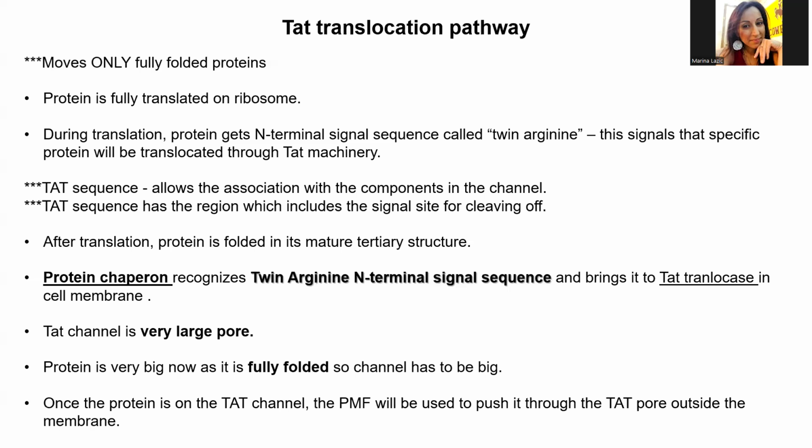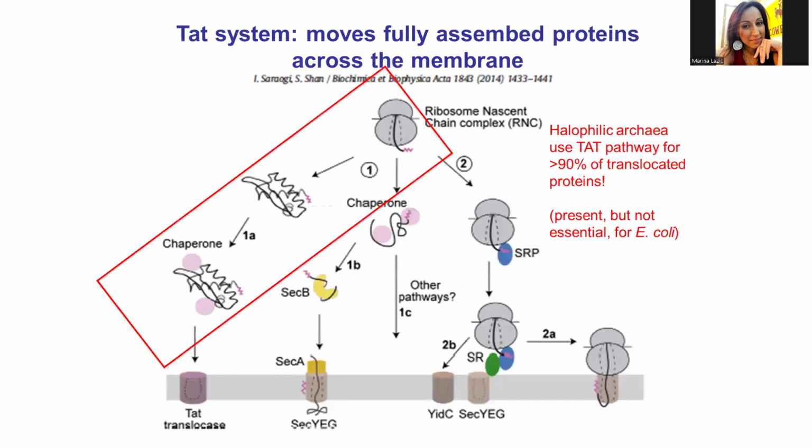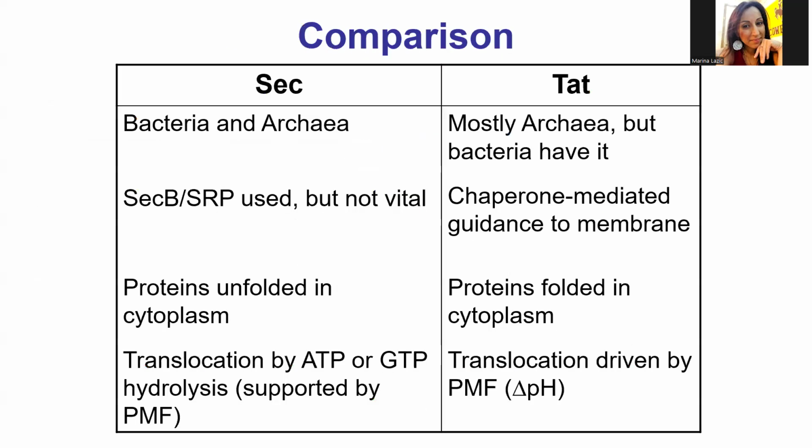One of the examples that I just have briefly is halophilic archaea. So archaea that live in a very high salt environment. More than 90% of proteins are exported through that system. In E. coli, it's only 4%. So it's not really so important for E. coli. I mean, it's important, but more proteins are exported through the SEC system.